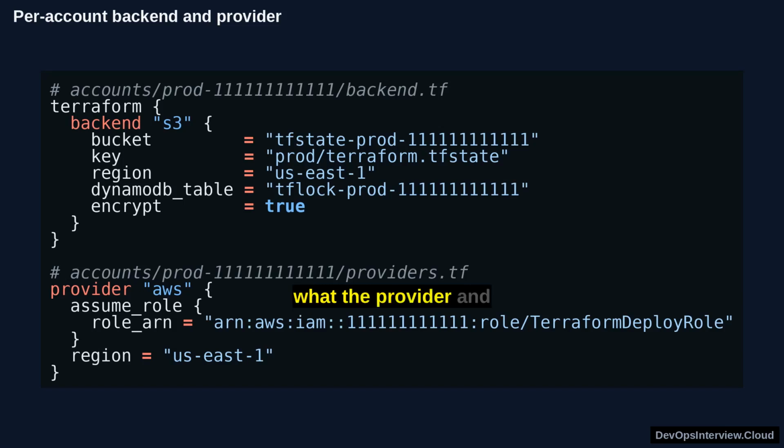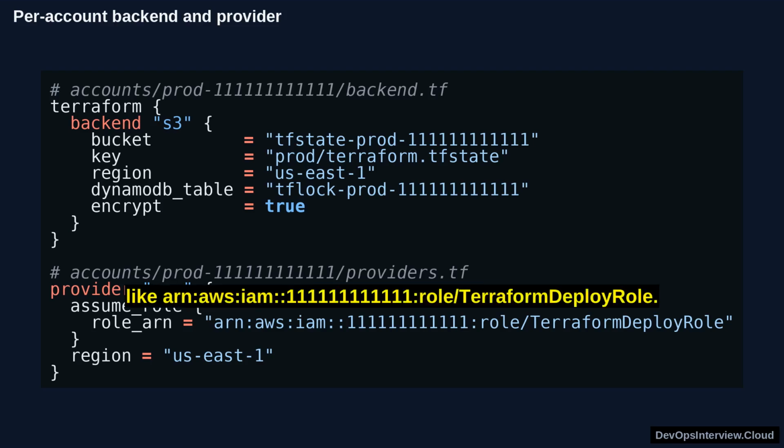Let me show you what the provider and backend config looks like inside one account folder. The backend.tf specifies an S3 bucket and DynamoDB table that live inside that AWS account. So the state file for prod-111111 lives in an S3 bucket owned by account 111111. Nobody else's Terraform touches that bucket. The providers.tf uses the AWS provider with an assume_role block pointing to a deployment role in that account. Something like arn:aws:iam::account-id:role/terraform-deploy-role.